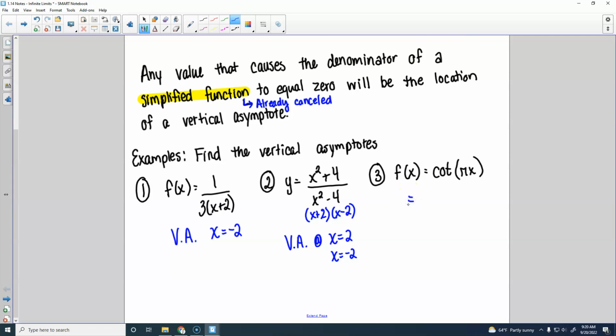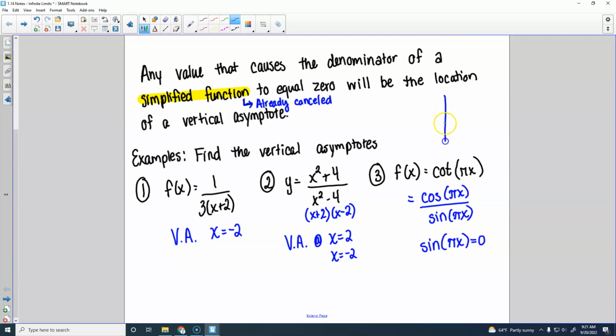cotangent, it is cosine over sine. So we could make this cosine of pi x over sine of pi x. So we're going to have asymptotes whenever sine of pi x equals 0. Right? So the numerator, we don't really care about it because it's not going to give us asymptotes. It's that denominator that we care about.